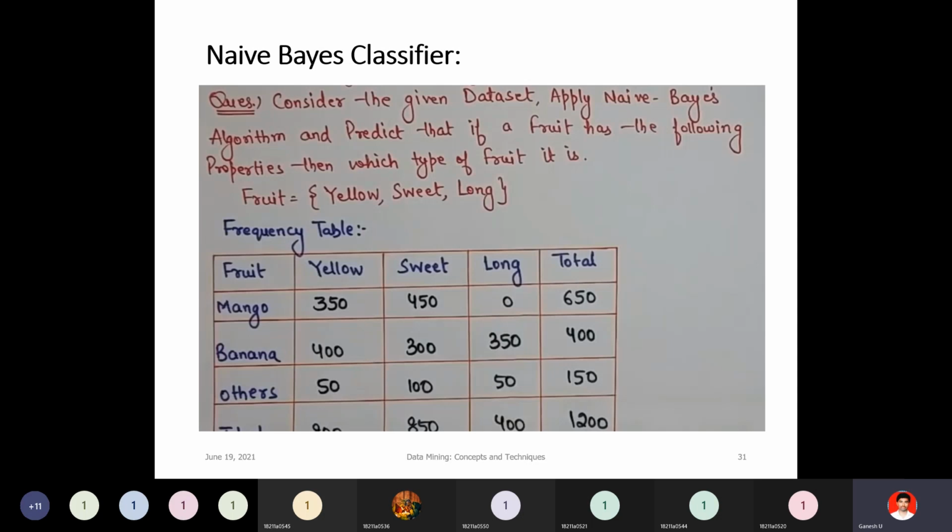Next, others. Some other fruits are also there. Other fruits total 150. In 150, 50 are yellow, 100 are sweet, and 50 are long. So this is about others. These are the different fruits we have: mango, banana, and other types of fruits. In total 1200 fruits are there: mango 650, banana 400, others 150.